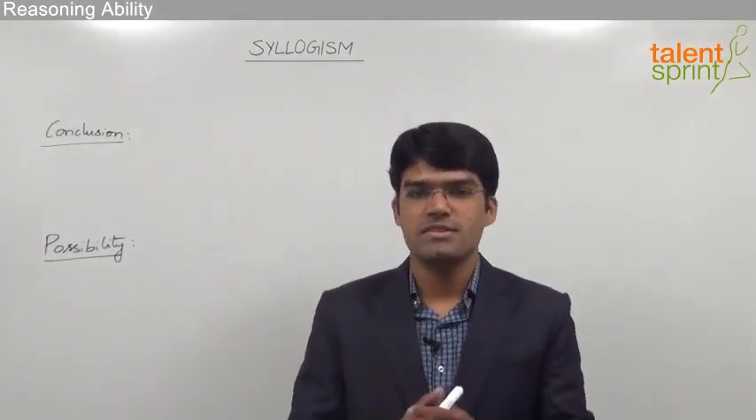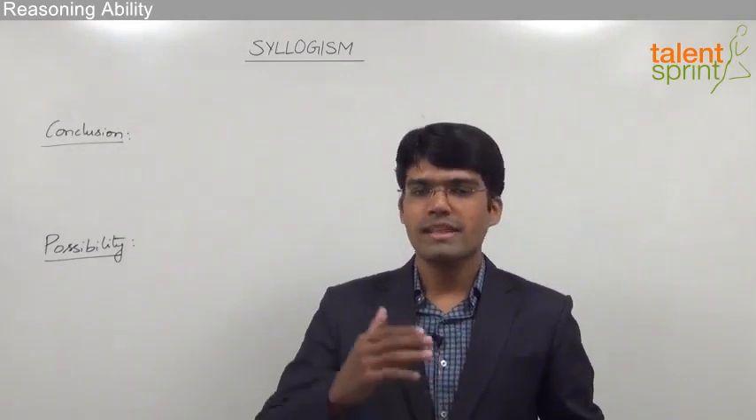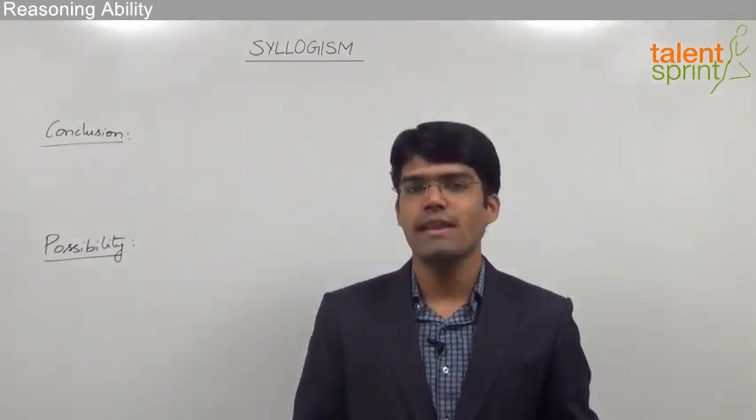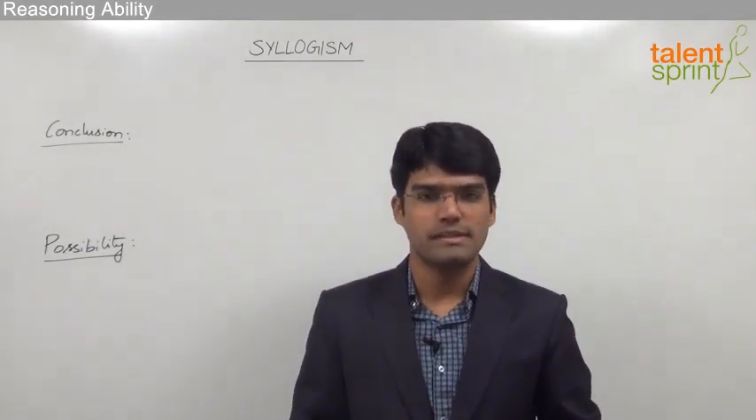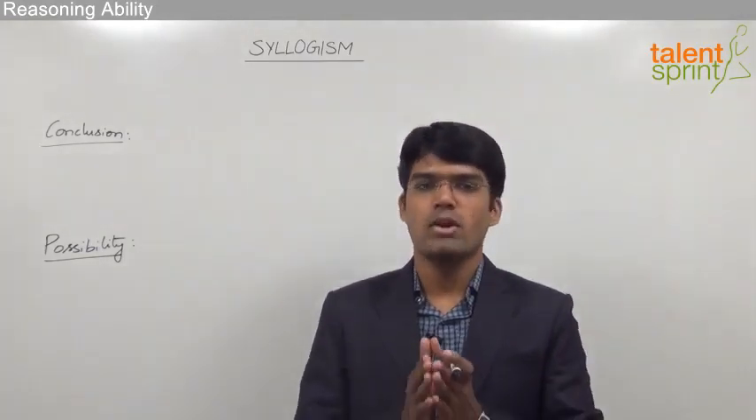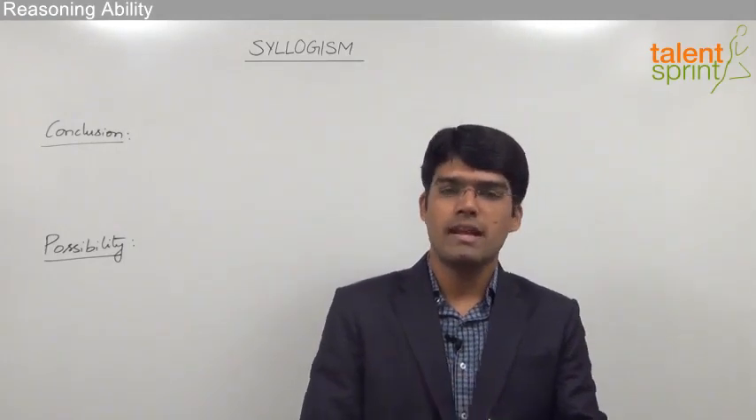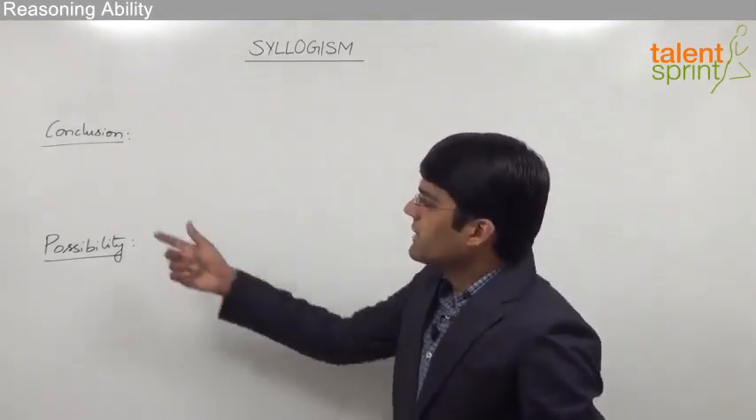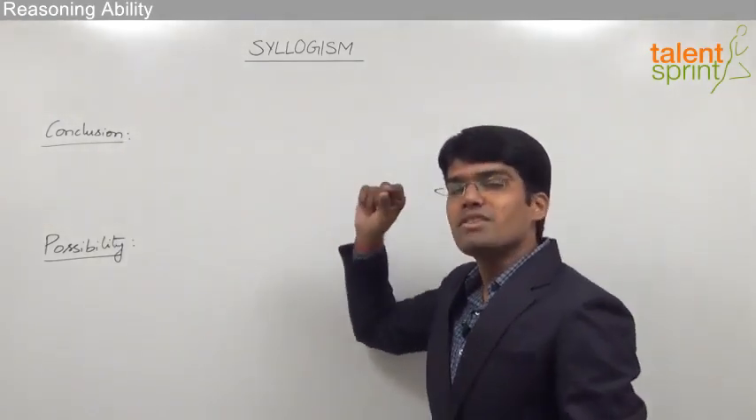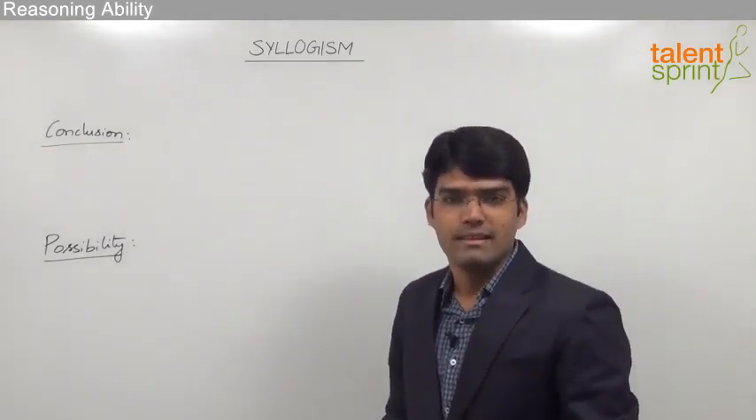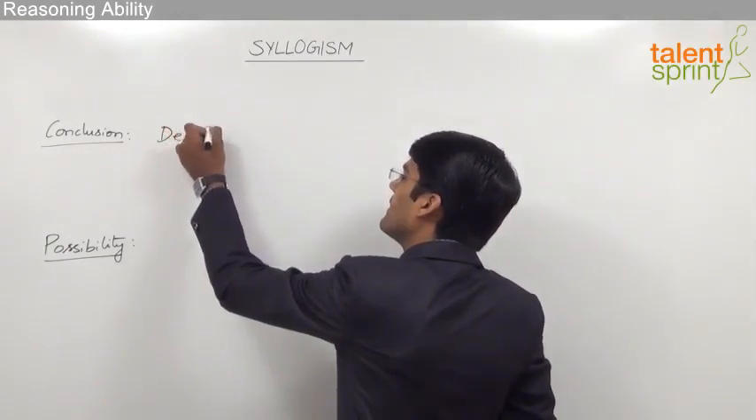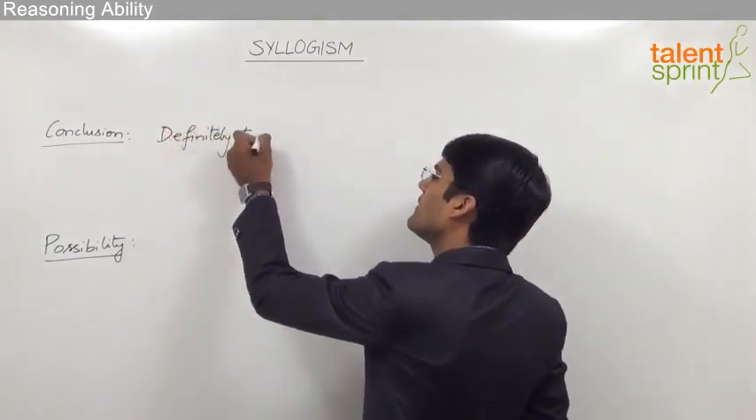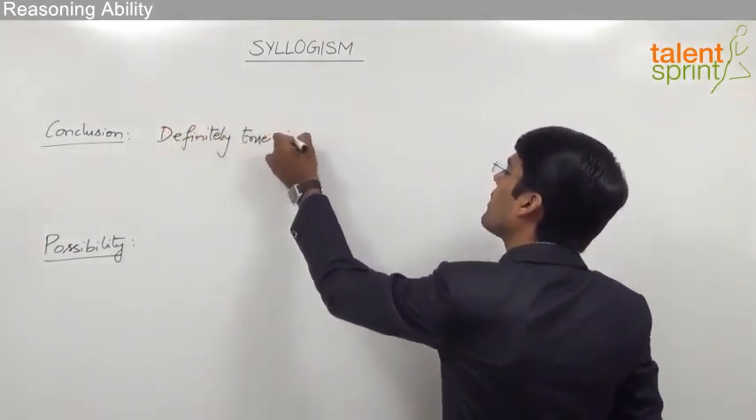Generally, two types of questions are asked from syllogisms. For the given statements, we either have to find out what are the conclusions or we have to find out what are the possibilities. So let us understand what is the difference between a conclusion and a possibility. A conclusion is nothing but something which is true in all the cases. So conclusion is nothing but which is definitely true, or true in all the cases.